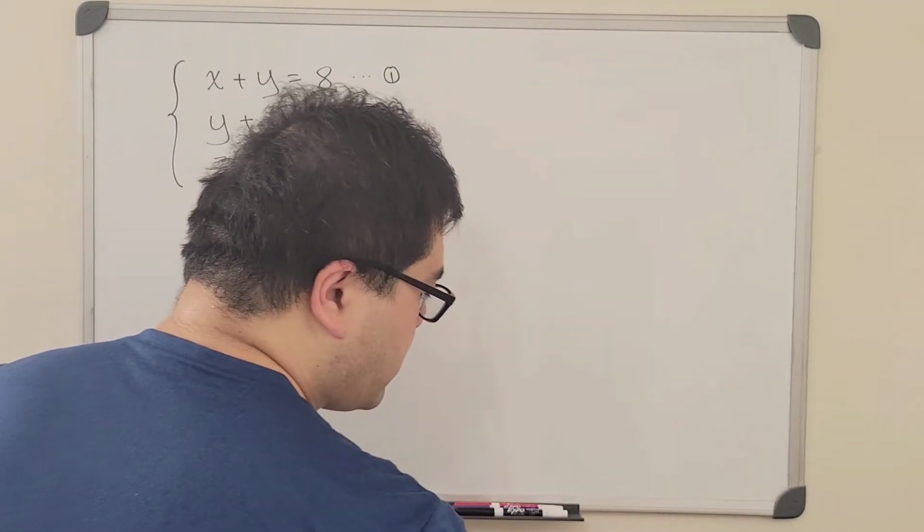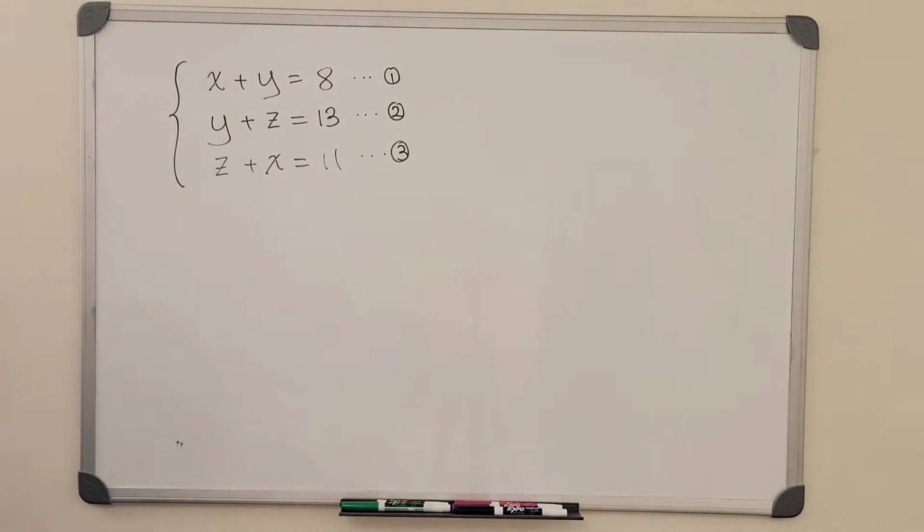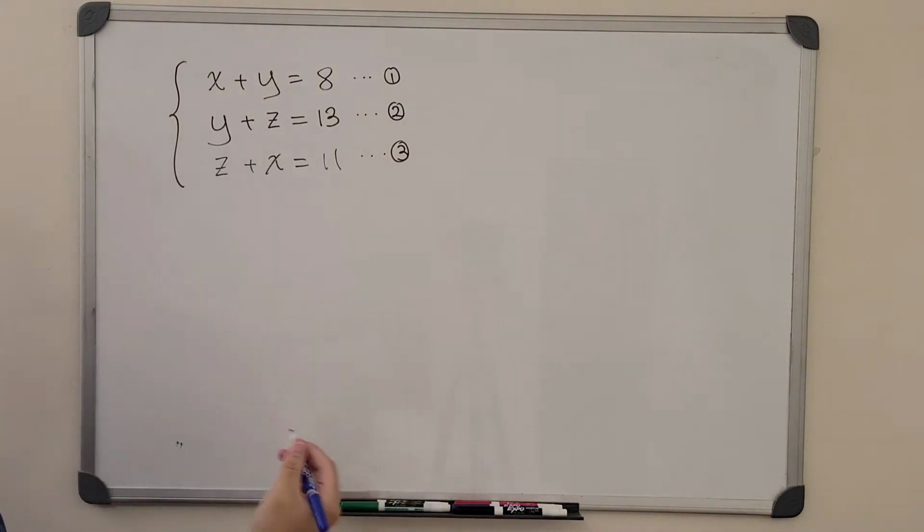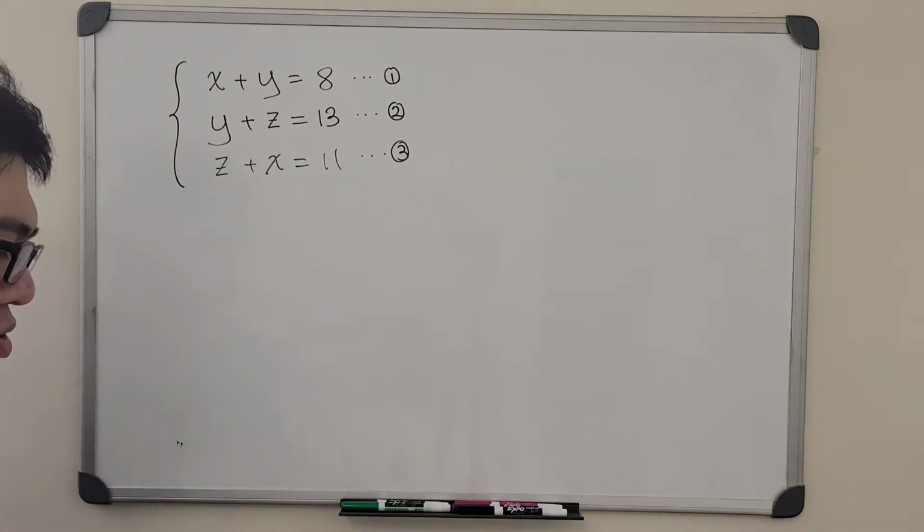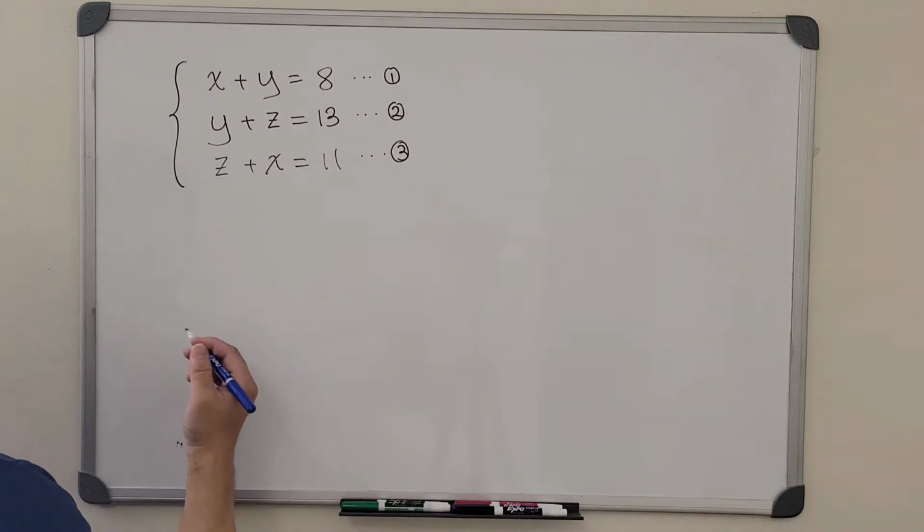Next, we're going to look at the second solution, or a second method. So in the second method, we don't need to use substitution anymore. All we need to do is to use elimination and add the equations together. How do we do it?